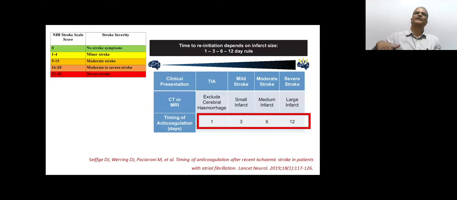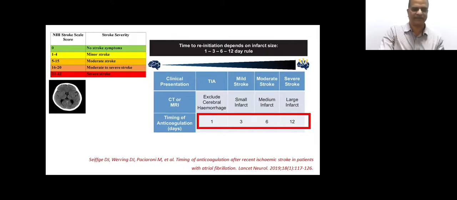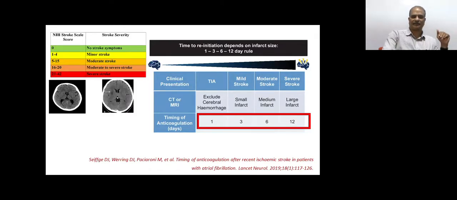So now how do you know whether the stroke is big, small and all that? You can use your NIHSS score. So anything 1 to 4 is a minor stroke. And it's not only important to look at the NIHSS, look at your imaging also. So if imaging shows a pristine CT without any problem, start same day. Small infarct like this, you can start same day or wait for 3 days.